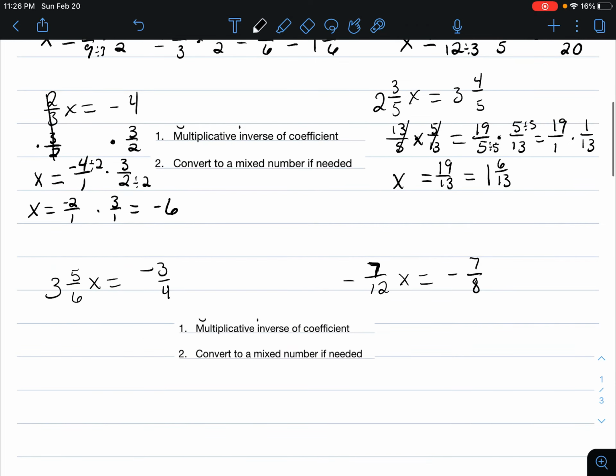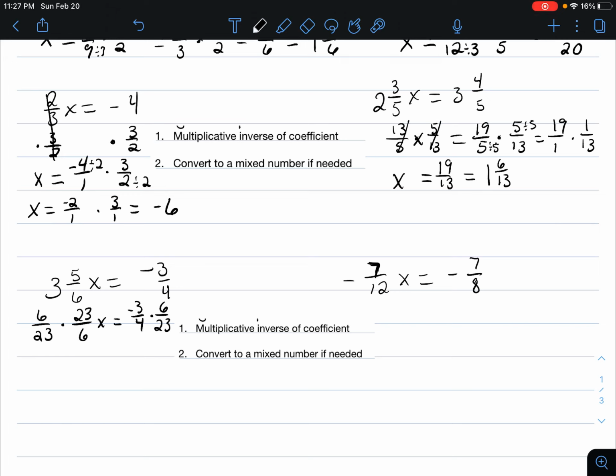Okay, last two. So here we've got a positive times a negative, so the outcome is going to be negative. There's only one here that we have to convert into a mixed number, or improper fraction, sorry. 6 times 3 is 18, plus 5 is going to give us 23. So I'm going to do 6 over 23, which is going to be the reciprocal. And this side also gets multiplied by the reciprocal, which is 6/23.